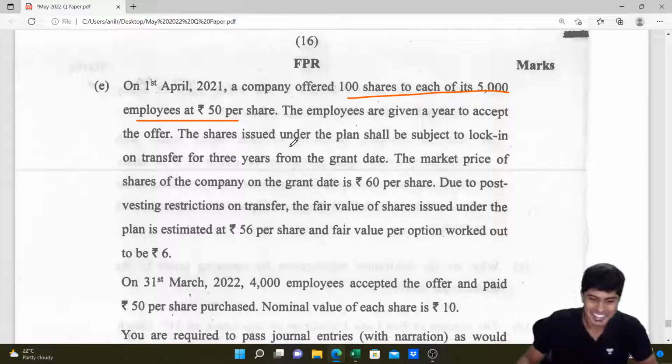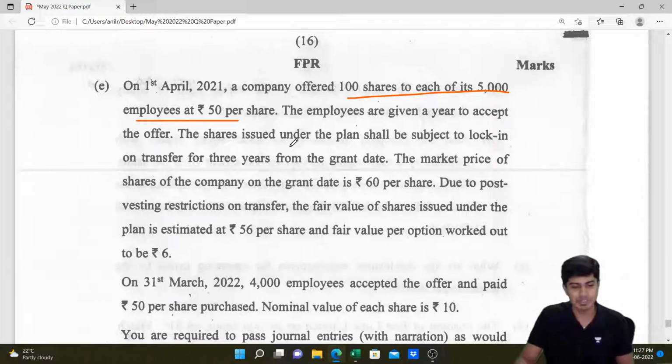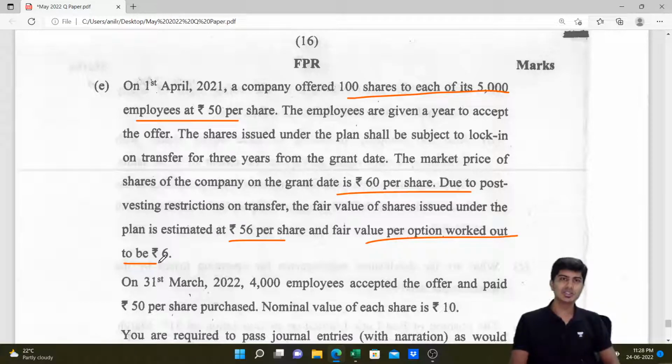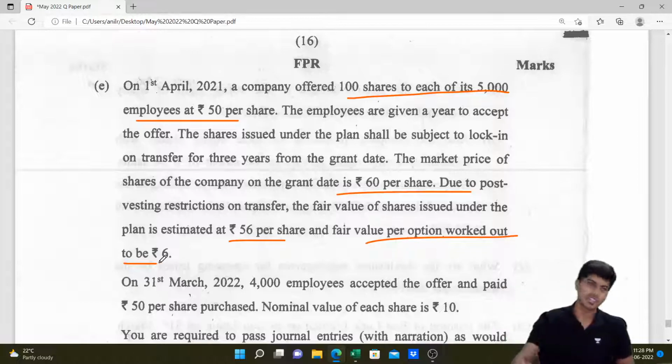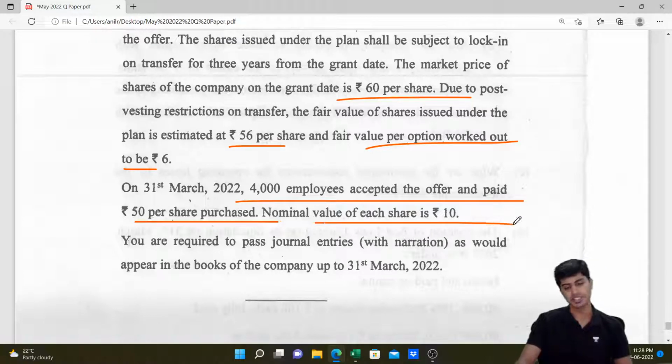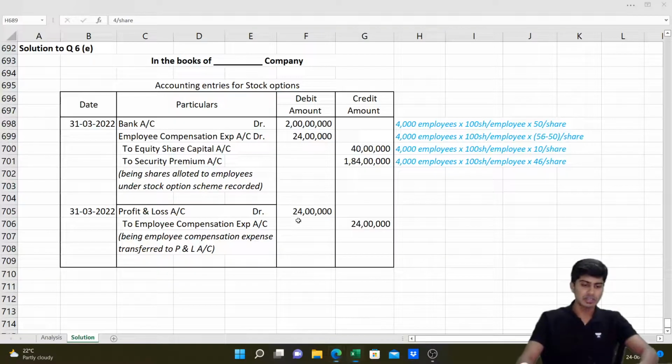Easy, isn't it? Okay. The shares are issued under the plan subject to lock-in and transfer for 3 years from the grant date. The market price of the shares is 60. Due to post-vesting conditions, the fair value is considered to be 56 and the fair value per option is worked out to be 6. Because there are conditions of 3 years you should hold, though the value is 60, they're bringing it down to 56 as fair value. No problem. Then 4,000 employees accepted this offer and paid 50 per share and purchased the share. Nominal value is 10. Very simple.